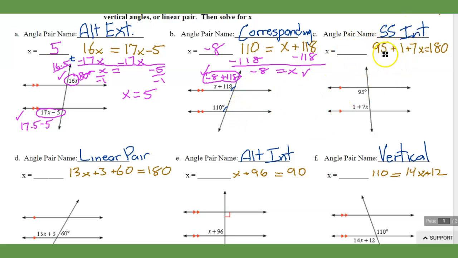All right, so here we go, same side interior. Go ahead and solve this. Remember, these are on the same side, so combine them together. You don't subtract 95 or subtract 1. Combine those together first. Okay. Subtract 96 on both sides. We get 84. 84 divided by 7 is what?